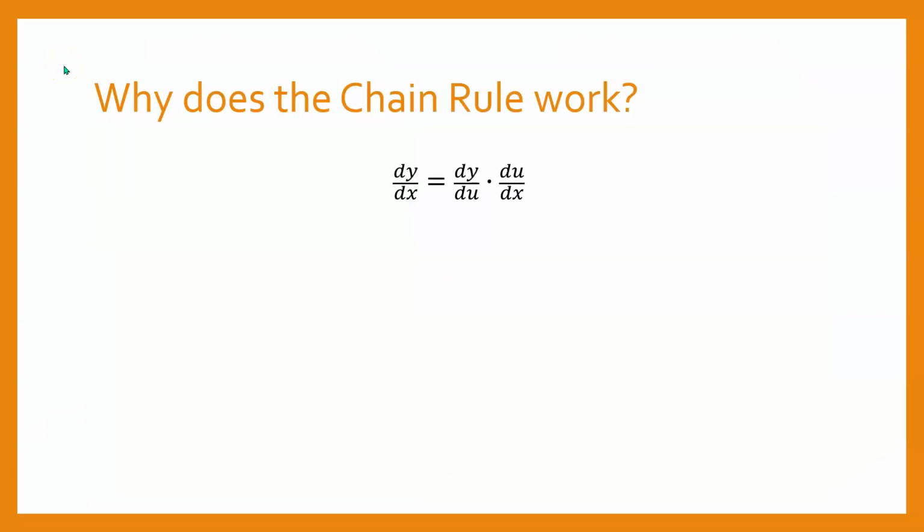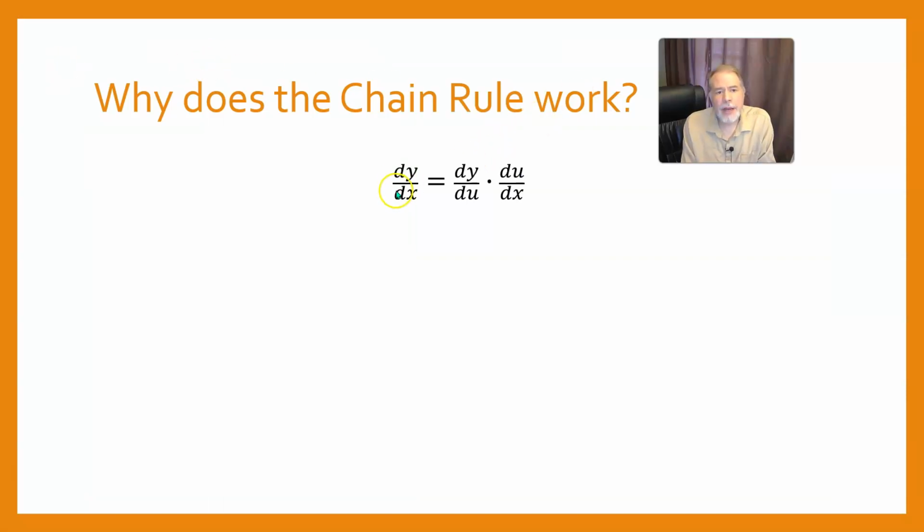Now, why is this true? Why does it work this way? Well, when we write it like this, dy dx equals dy du times du dx, it looks like we're just multiplying two fractions together, dy over du times du over dx, and it looks like the du's on top and on the bottom should cancel out, leaving us with dy over dx. So it looks like that should work.